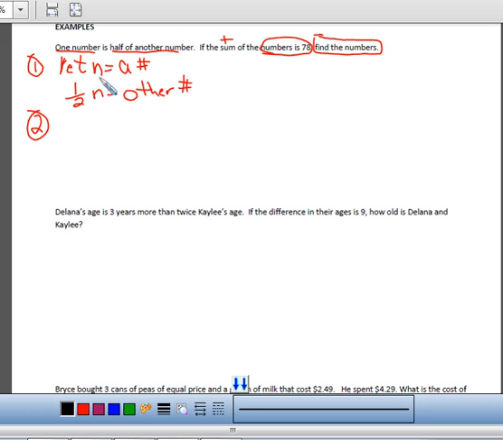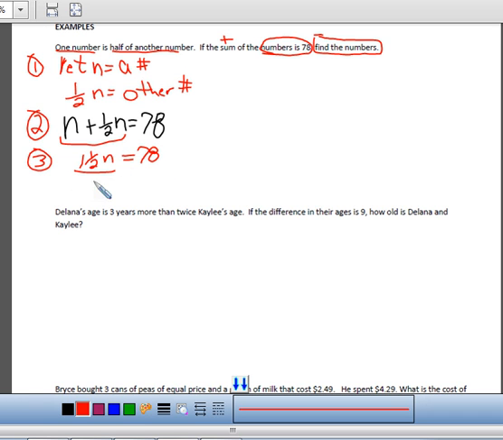Step 2, now we write an equation. So the sum means I'm going to add those 2 together. So I've got n plus 1/2 n, and that equals 78. Step 3, solve the equation. So now we're going to solve it. Alright, so to solve this, I'm going to combine like terms. And I got 1 1/2 or 1.5 n, or 3/2 n. And then the last step for solving it is to divide by 1.5. And when you do, you get n is equal to 52.